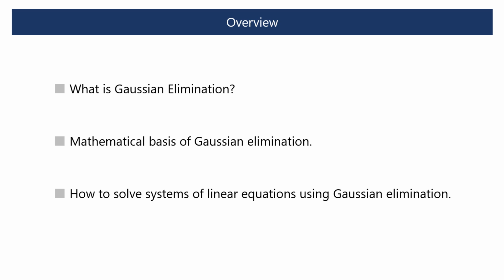Named after mathematician Carl Friedrich Gauss, this method systematically transforms a system of linear equations into a simpler form that can be easily solved. Gaussian elimination is highly efficient and can be applied to any system of linear equations. This section will explore the steps of Gaussian elimination, provide its mathematical basis, and show how it helps solve systems of linear equations.